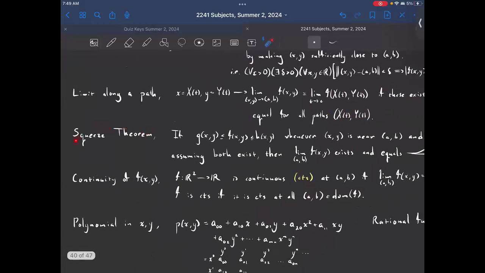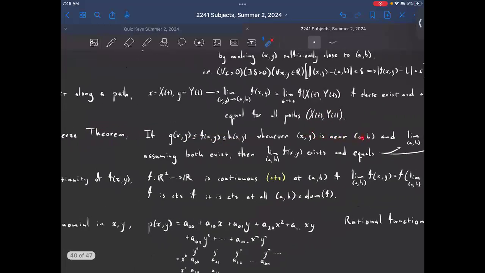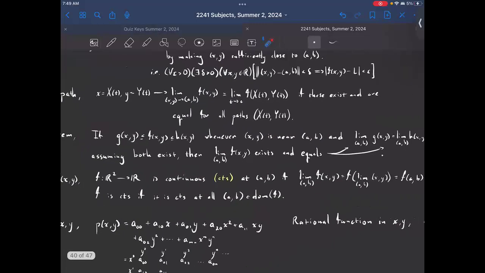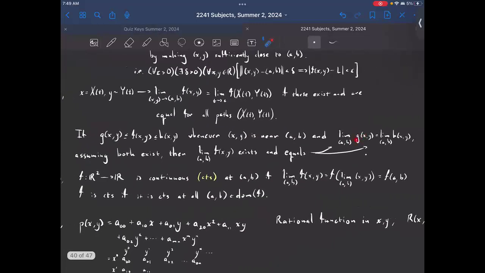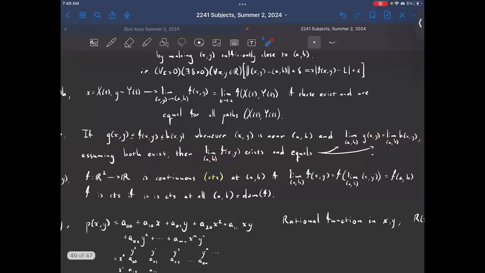All right. We also have a squeeze theorem in 2 dimensions. That doesn't change. So if g of x, y is less than f of x, y is less than h of x, y for all (x, y) close to (a, b), and the limits of the lower bound and upper bound at (a, b) are the same, assuming both of these exist, then the limit of f of x, y near or at (a, b) exists and is also equal to those two. So you get to squeeze the limit of this guy in between the limits of g and h.